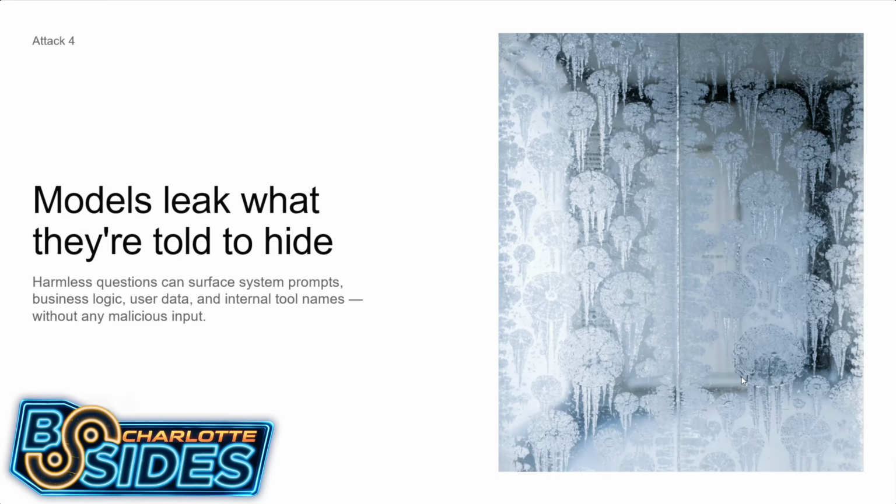These models are trained to be helpful. They try to explain, clarify, and complete information. And sometimes that includes things they weren't supposed to reveal. So instead of breaking the system, you're just asking questions until it overshares. And this can expose internal prompts, decision logic, or sensitive system behavior, even when there is no malicious input. No jailbreak, no injection, just the model trying to be helpful. And that is why securing LLMs isn't just about blocking attacks. It's about controlling what the model knows and what it's allowed to reveal.